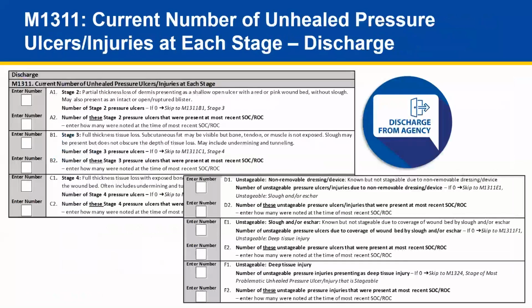This is a screenshot of M1311 at discharge. Again, read the description of each item carefully and enter the current number of unhealed pressure ulcers or injuries at each stage in the box immediately to the left of that statement.